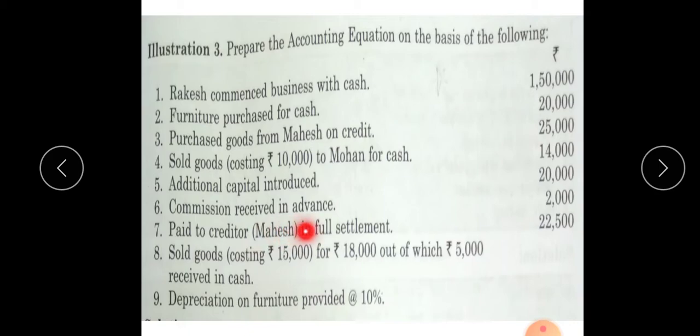Paid to creditors in full settlement. Okay. Here we had purchased on credit from Mahesh 25,000 rupees. That amount we are paying, and in full settlement we paid only 22,500. So discount is received. So again three items will be affected. Here sold goods costing 15,000 for 18,000. Profit is there. Again more than two items will be affected. And the last, furniture will be depreciated by 10%.